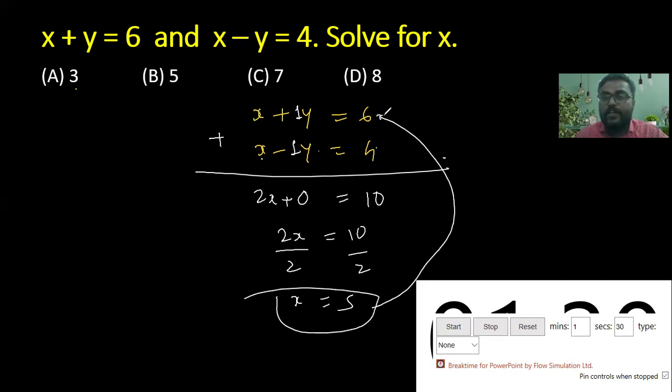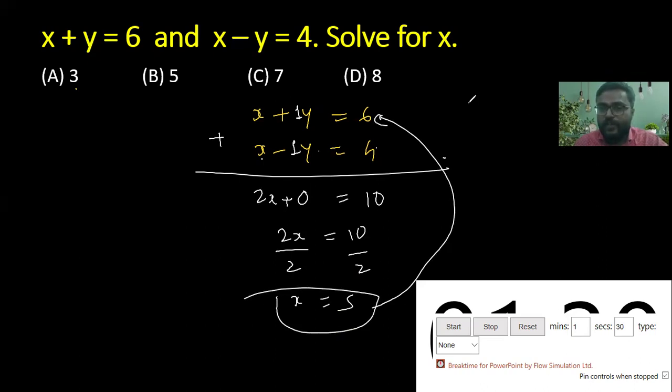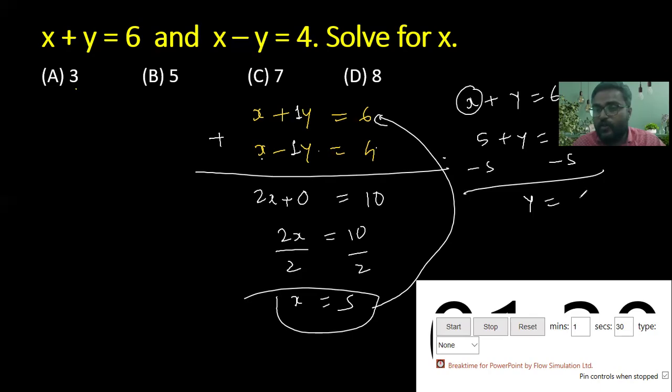Now plug that into any of these equations. x plus y was equal to 6. So in place of x, you put 5. 5 plus y is equal to 6. Subtract 5 from both sides, you get y equals 1.